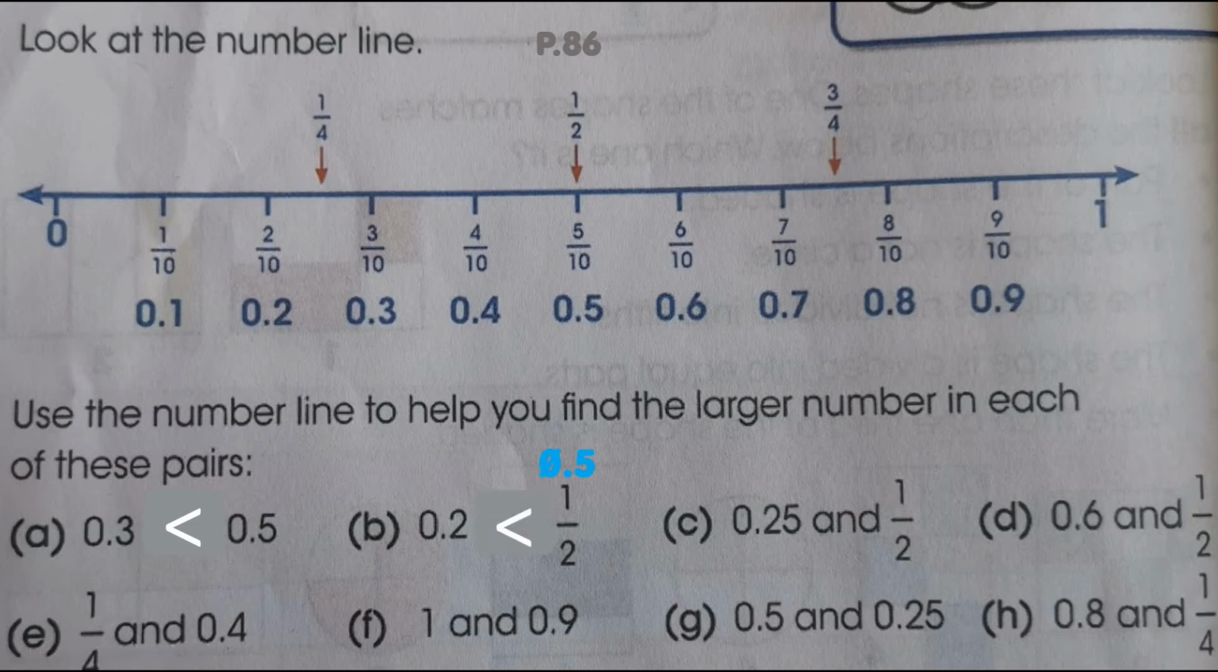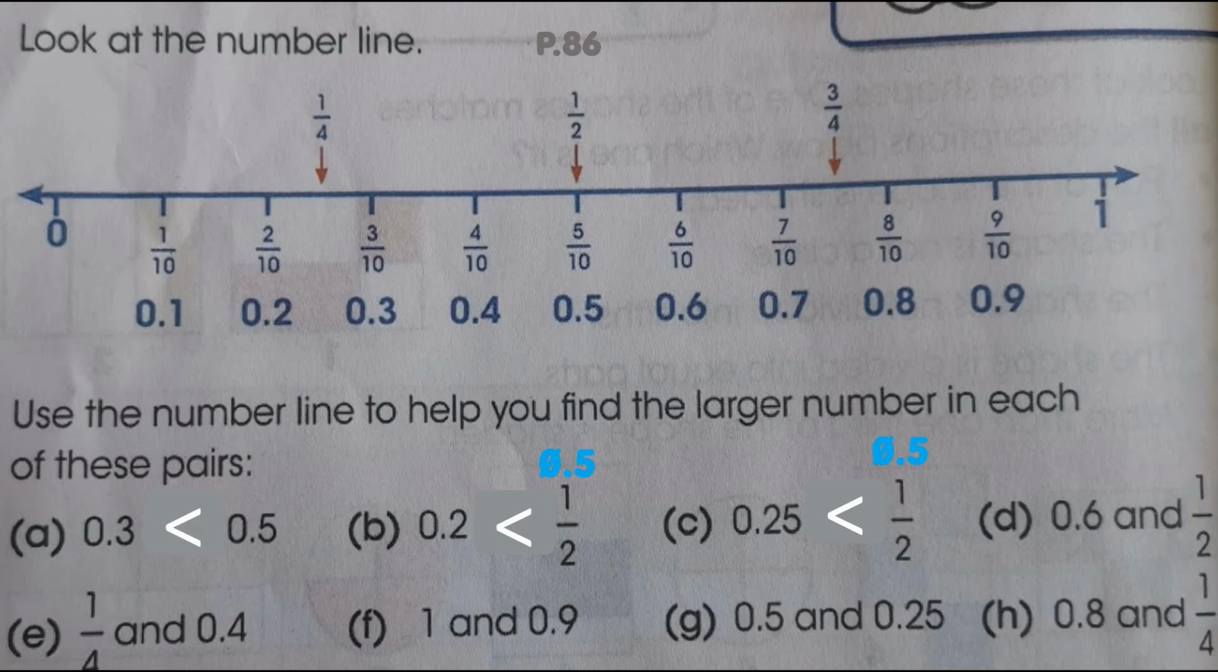so the larger amount here is 0.5. We have 0.25 and 1 out of 2. Again, 1 out of 2 is 0.5. Even though we have 25, remember 25 is in the hundredths, and the hundredth is way smaller than the tenth. We said that the hundredths are in between the tenths. So 0.25 is between 0.2 and 0.3 right here. 0.5 is bigger than 0.25.